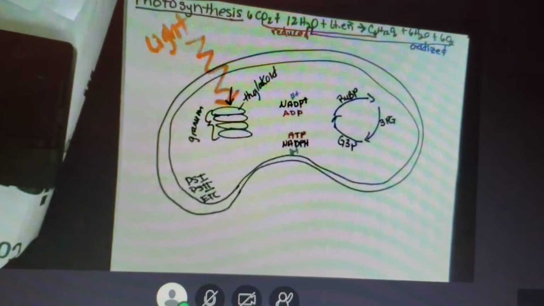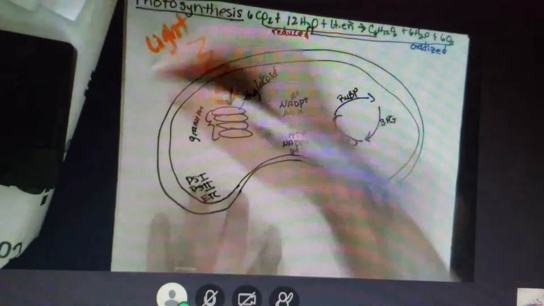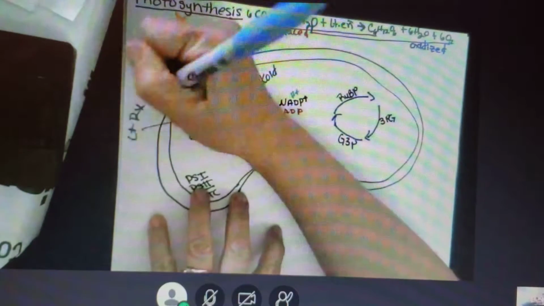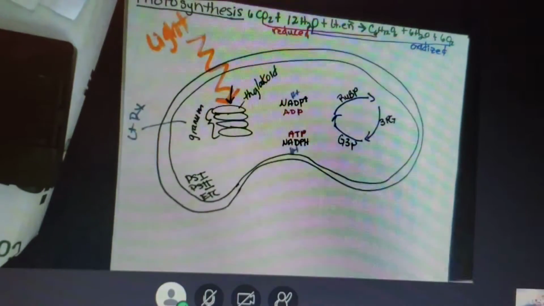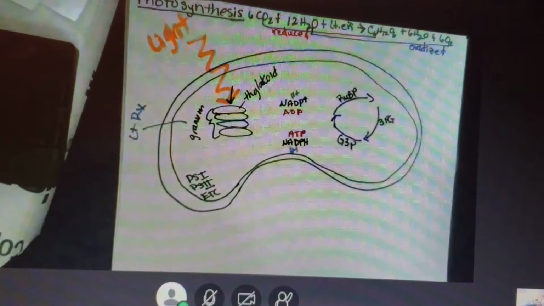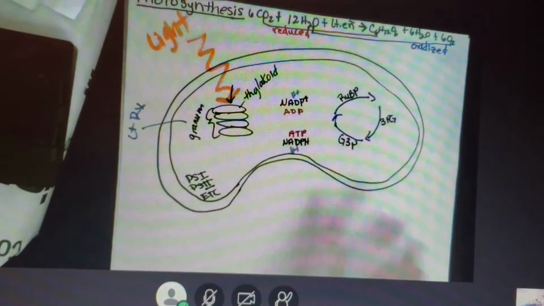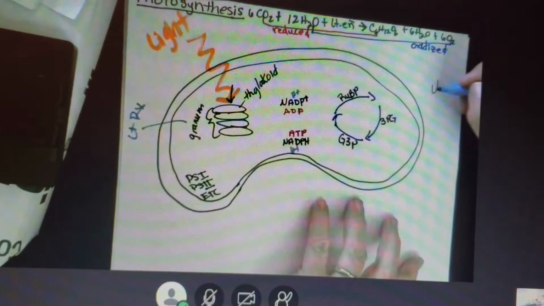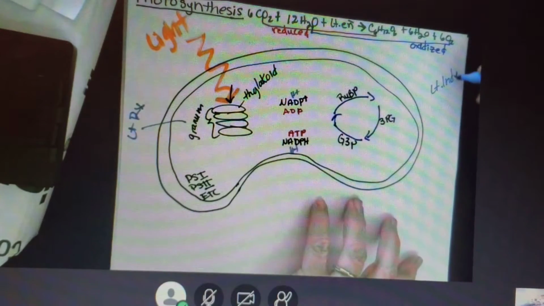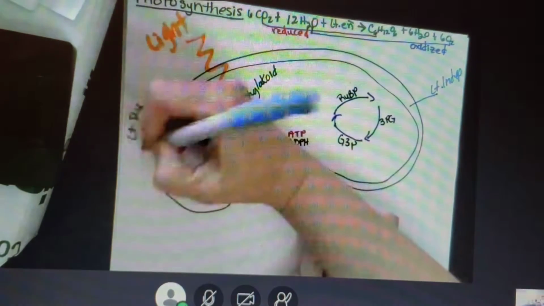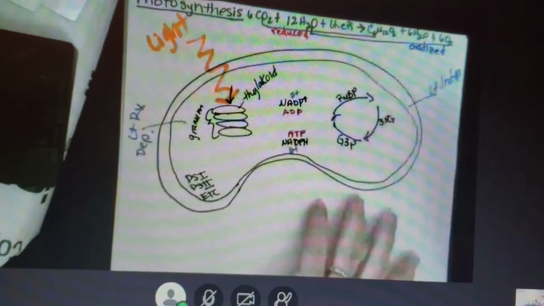Because we needed light energy. So these are the light reactions on this side, okay? We can also call that light-dependent reactions. Light-dependent reactions. And these are going to be the light-independent reactions over here, okay? The light-dependent reactions, light-independent reactions, all right?